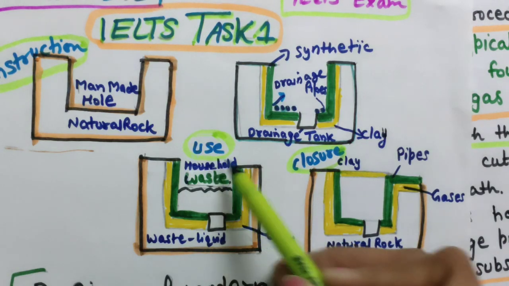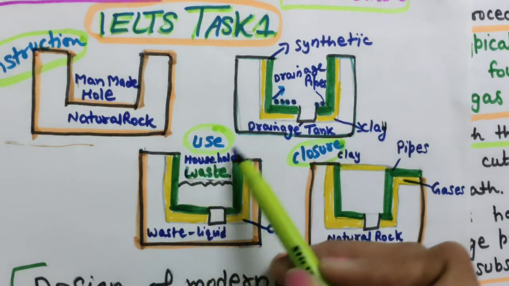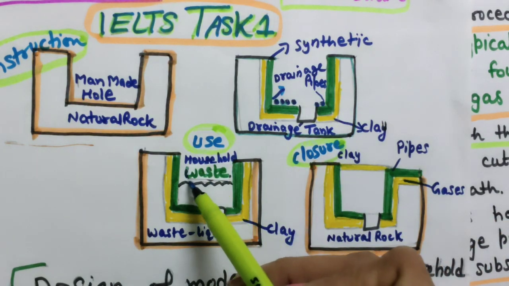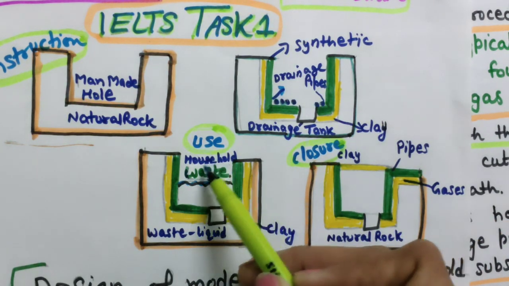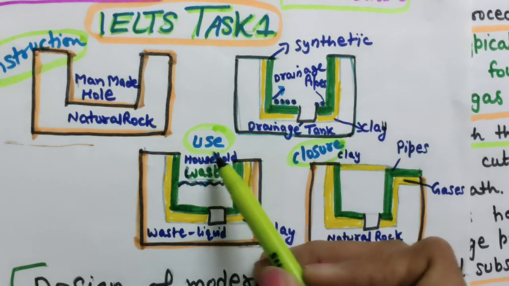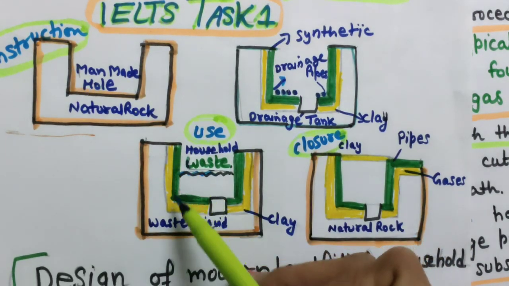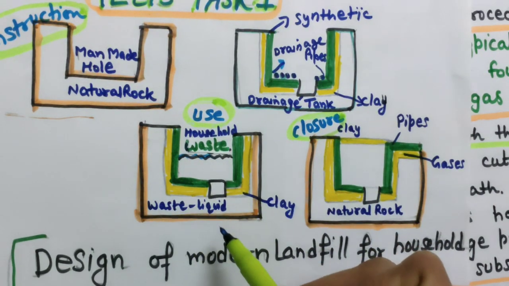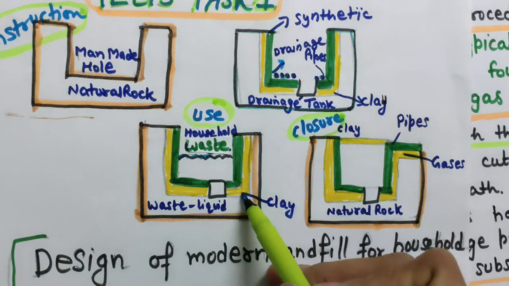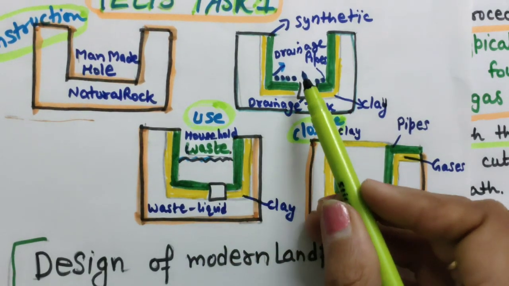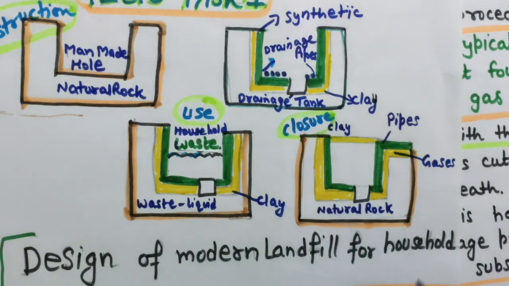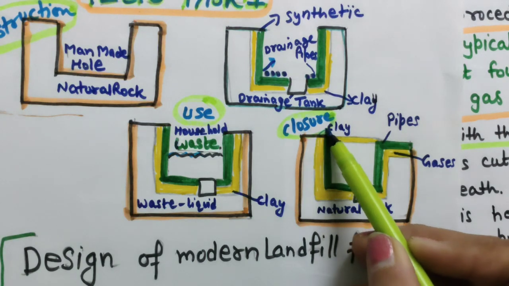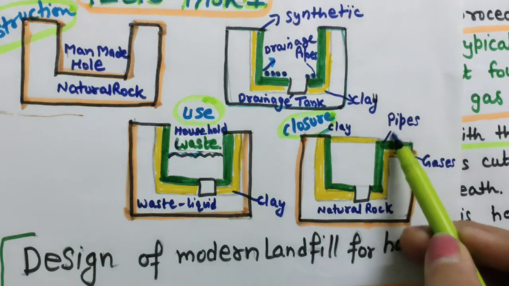Next one is use, and this is closure. In use, the open space is now filled with household waste. Up to this mark is household waste, so they are using it for dumping this household waste. Again the same pipes are there, and from the household waste you can see waste liquid coming out. Again the yellow one is clay and the green one is drainage pipe. Now in closure, the final diagram, again the yellow one indicates clay, and the green one is pipes.